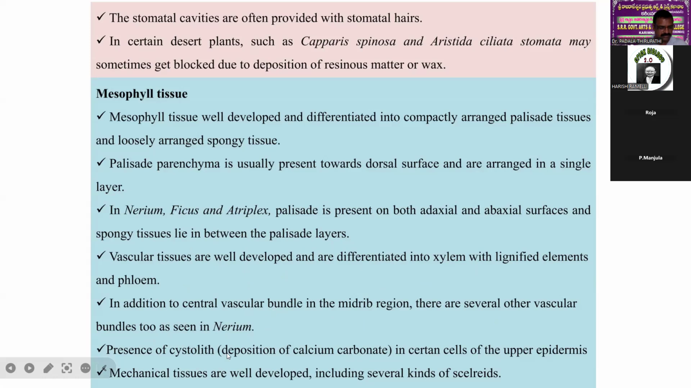Extravascular bundle. So here is the presence of the cystolith, that is the deposition of calcium carbonate in certain cells of the upper epidermis. We can also observe the presence of cystoliths. And here the mechanical tissues are also well developed, including several kinds of sclereids.